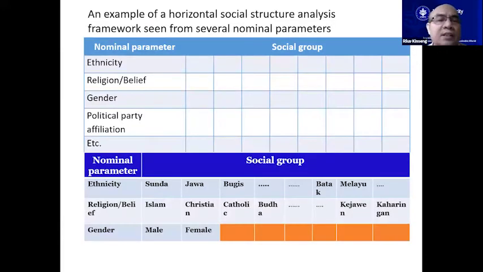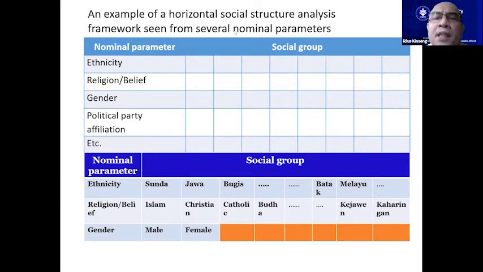So that's three types of social structure. One is the normative, institutional. The second is figurational, which is real social interaction, and the third one is distributional social structure. This is just an example.